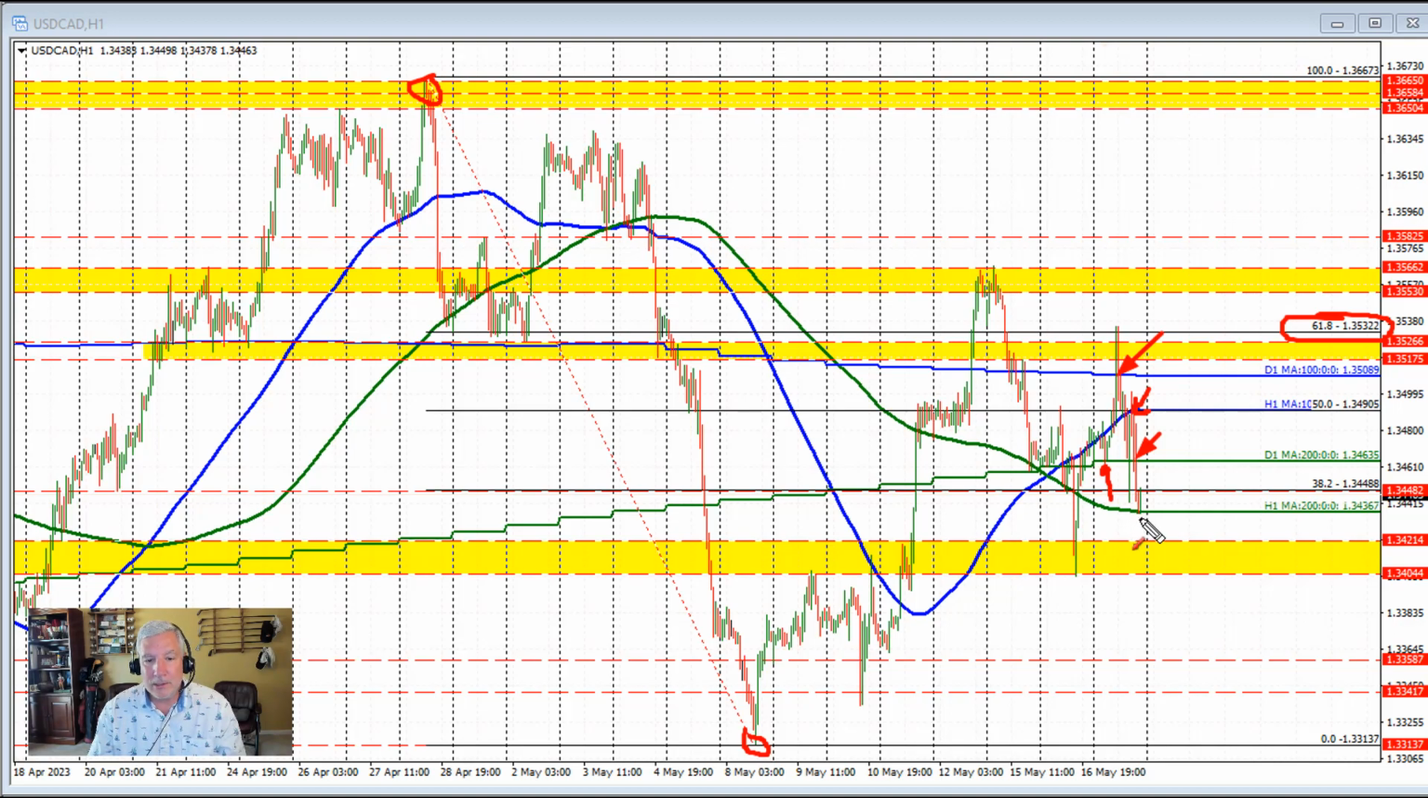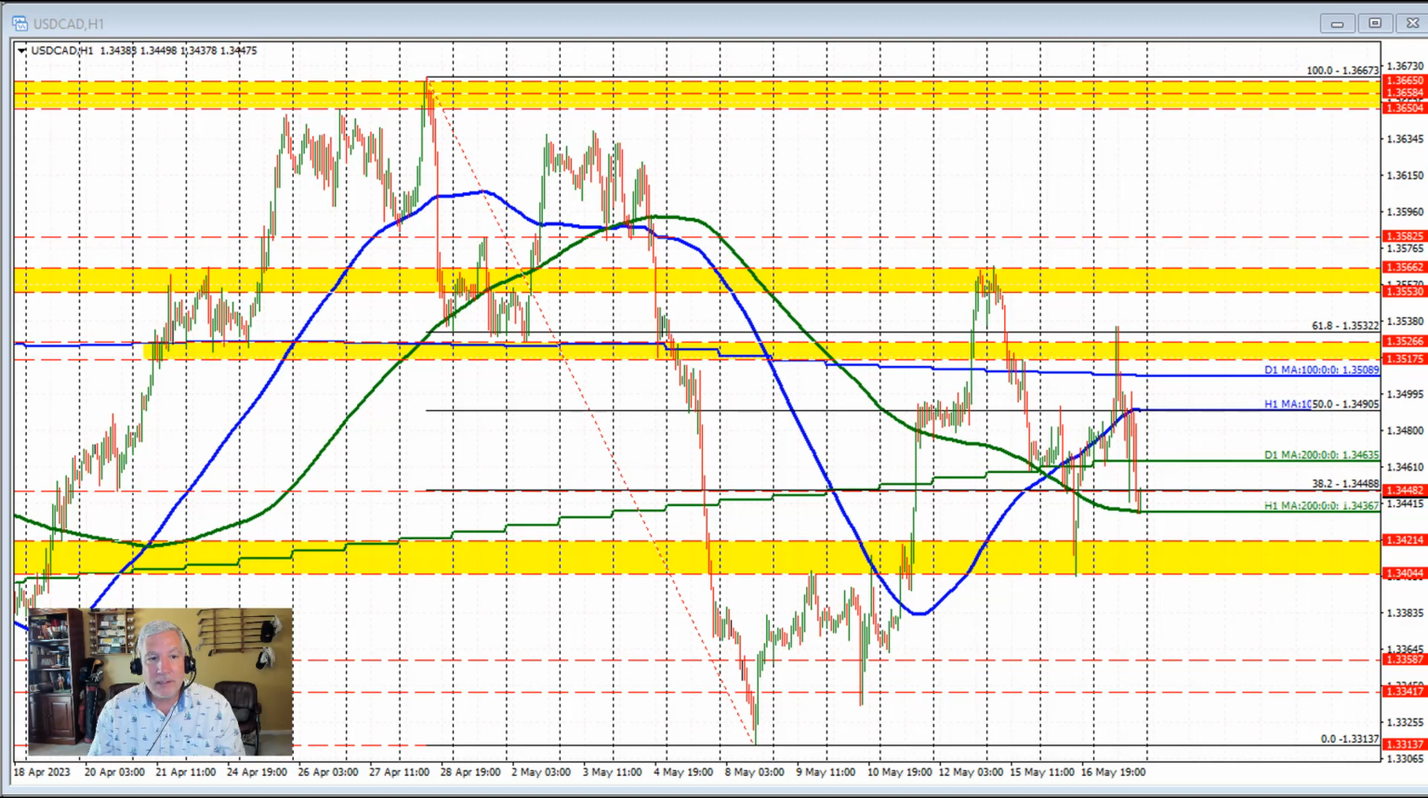We are seeing oil prices higher. They're currently trading up $1.86 or 2.62%. So that may be helping the strength in the Canadian dollar, but the technicals are certainly showing some weakness: below the 100-day, below the 100-hour moving average, below the 200-day moving average, and now testing the 200-hour moving average at 134.36. So what next?